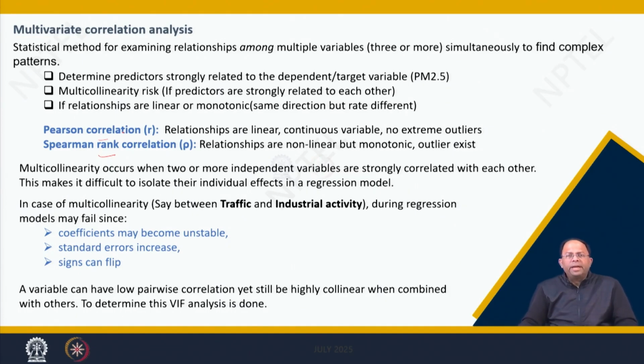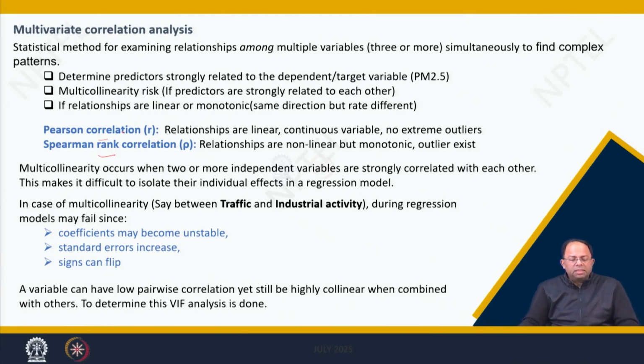Multicollinearity occurs when two or more independent variables are strongly correlated with each other. There is no problem with this in itself, but both these variables cannot be inside a model. Why? Because then it becomes difficult to isolate the individual effect of each feature. There are two features which are very correlated, so which is affecting what is very difficult to say if both of them are in the model.